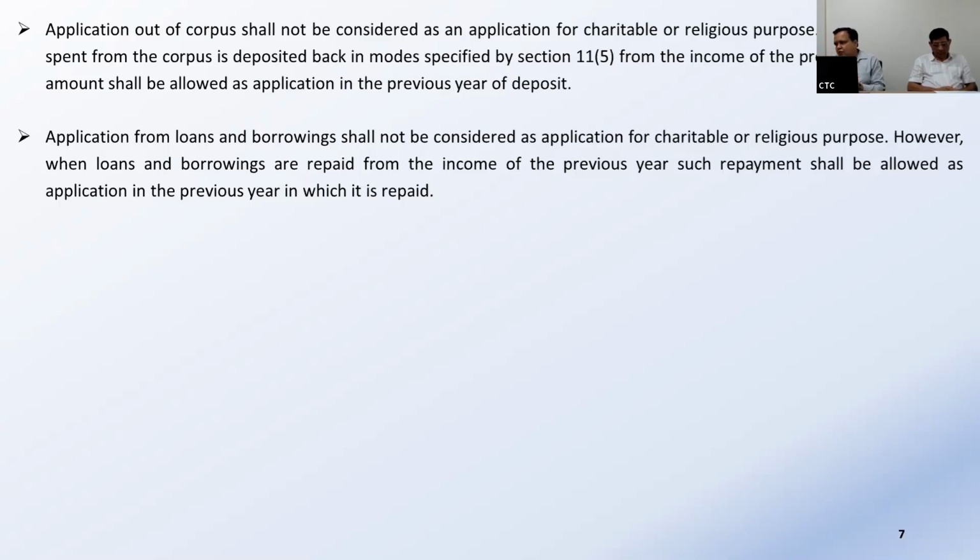Similarly in the case of loans and borrowings, if you are borrowing the money and spending towards the objects of the trust, obviously there is a deficit in the income and expenditure account. It will be treated as application only when the loan is repaid. And because of these two major amendments, there are a lot of changes in ITR 7.